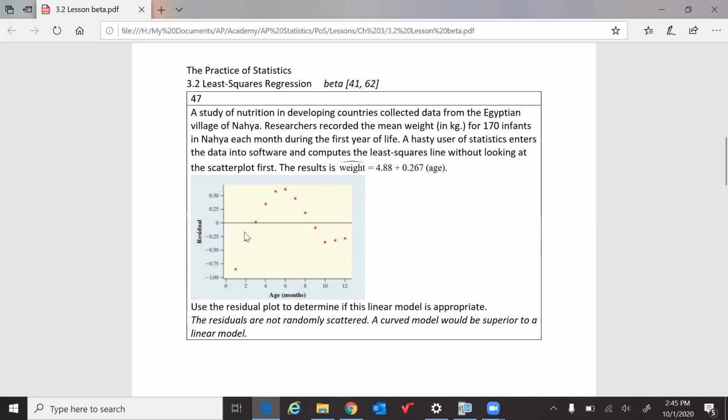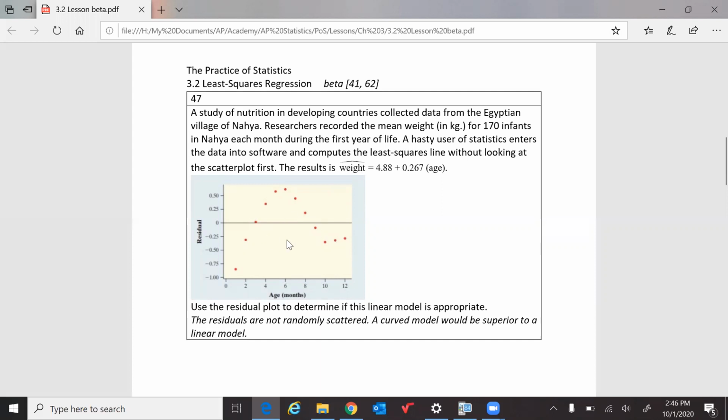Negative residual below the line of best fit. Those two are below the line of best fit. Ready? Pretty much on it, above, above, above. A linear equation is not an appropriate model, just by looking at the residuals, because there's a pattern to them. And if there's a pattern to the residuals, that's telling you that a curved model is better than a linear model.